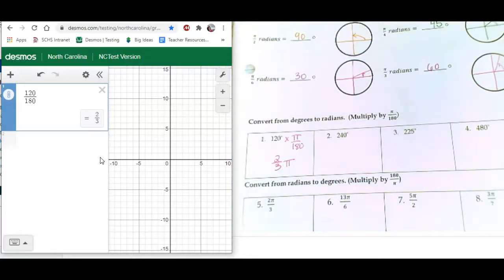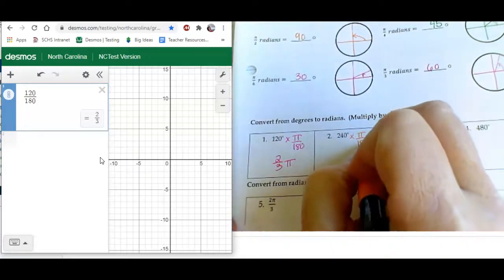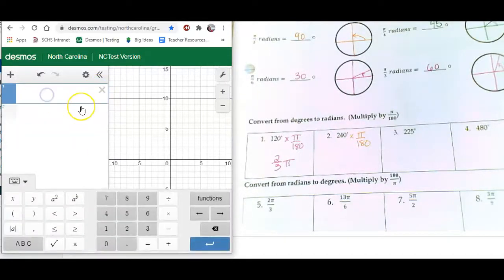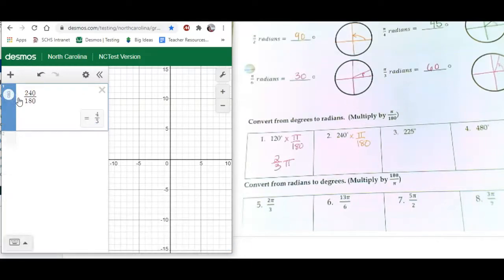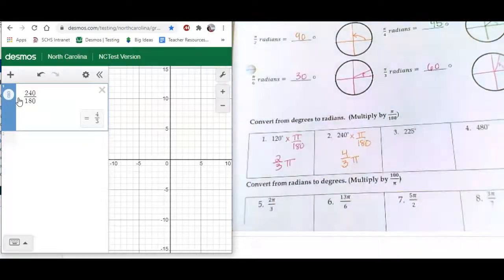Okay, so for number 2, I'm going to multiply by pi over 180. So in Desmos, I'm going to put 240 divided by 180. I'm going to come over here to the fraction and change it to a fraction. And then I'm going to put a pi with it. Okay, try 3 and 4.